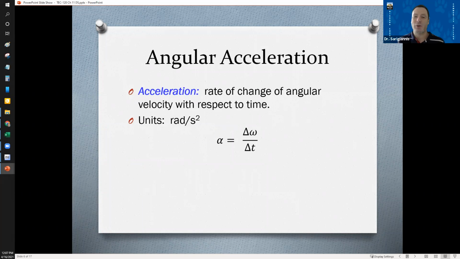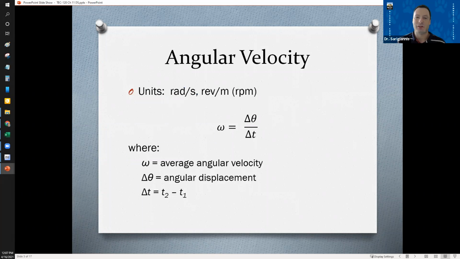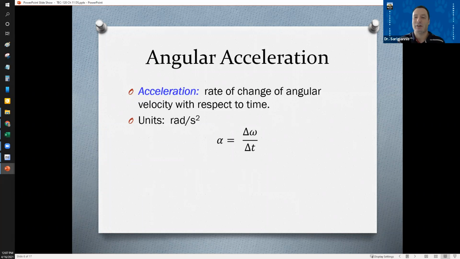Angular acceleration is very similar. Angular velocity is analogous to linear velocity, and angular acceleration is analogous to linear acceleration. It's the change in angular velocity over the change in time, so angular velocity 2 minus 1 divided by time 2 minus 1. The units on this are typically radians per second squared.